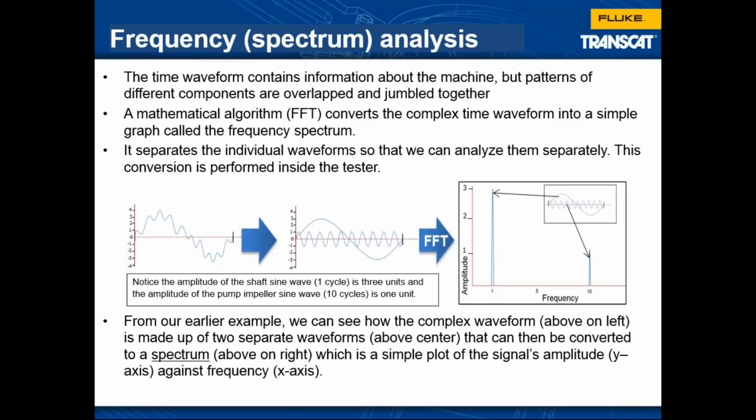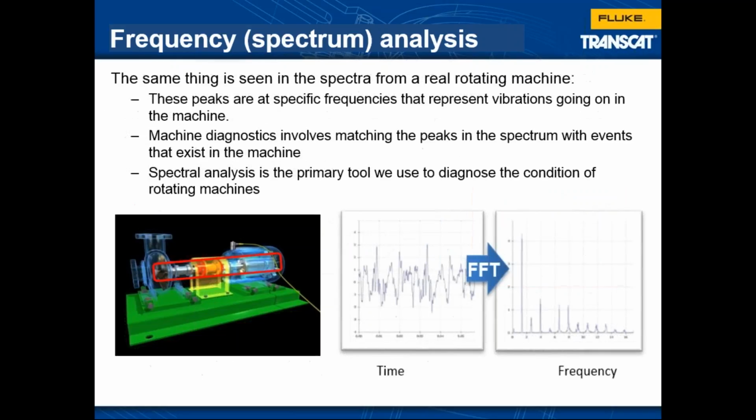Every sine wave has 2 components: the speed, how fast it's repeating, and the amplitude. Over on the right, we can see the same thing. We can see a big peak that's turning at 1 cycle per second, or 1 cycle per revolution. That's our shaft vibration. And then we have one at a frequency of 10. That's our pump impeller. So don't worry if you don't get this. We went through this pretty fast, but that's really an overview of what vibration analysis is all about.